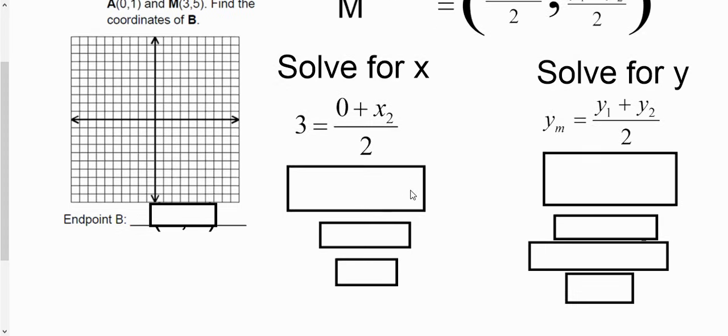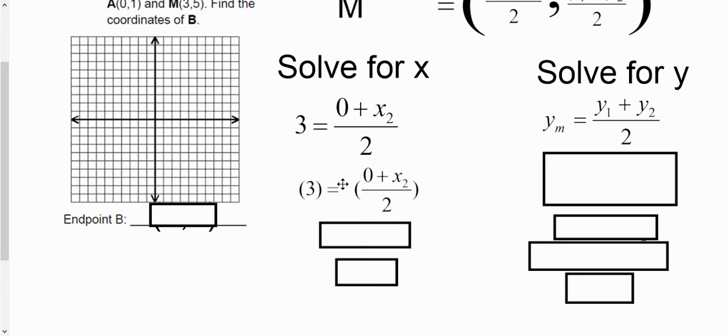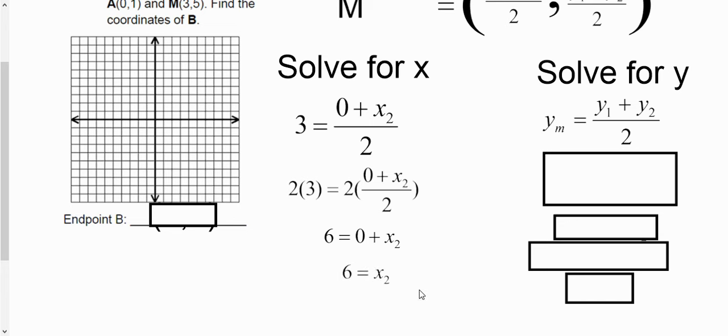So remember, you could use your calculator or do the steps on paper, but I've got to see the equation first. So what are we going to do? We're going to multiply both sides by 2 to cancel out this division and just get the top over here. On the other side, we've got 6. And of course, 0 plus anything doesn't change it. 0 plus x is just x. So the x coordinate of this endpoint we just found is 6.